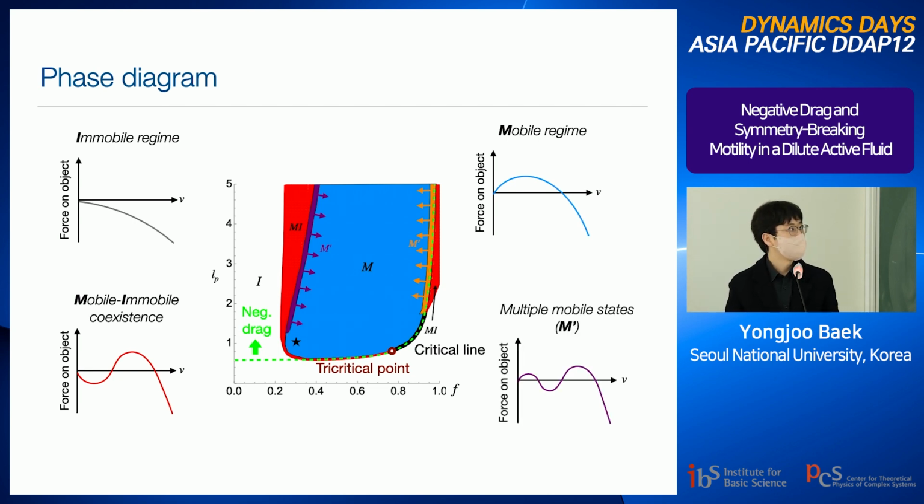And then there are even cases where there are multiple mobile states. Some objects are moving at a smaller velocity, others at a larger velocity. Those regions are very small, around here and here. What you can expect from this is that there is going to be some kind of continuous phase transition as we cross from the immobile to the mobile region around here. And if we cross these red regions, then there is going to be something like a discontinuous phase transition.